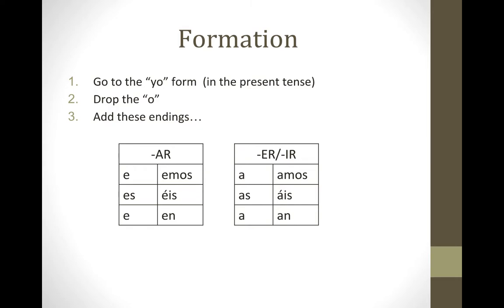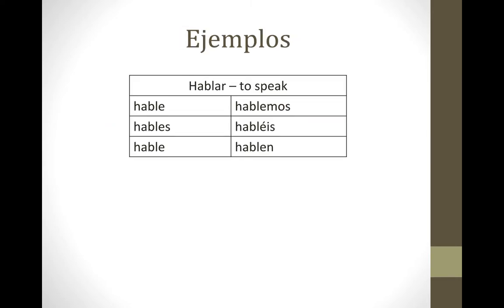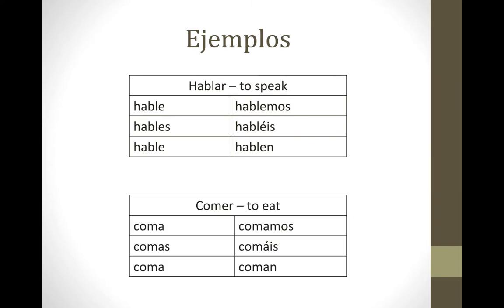Okay, let's look at a couple ejemplos. If we have hablar, to speak, to conjugate it in the present subjunctive, we have hable, hables, hable, hablemos, hablen. For comer, to eat, in the present subjunctive tense, we have coma, comas, coma, comamos, coman. Okay? Now, as you can see, we have many more sections to talk about.